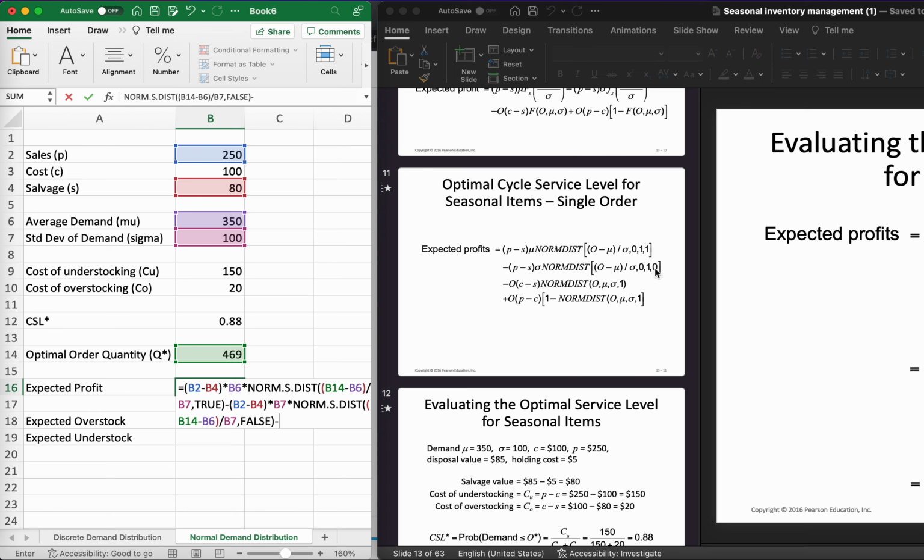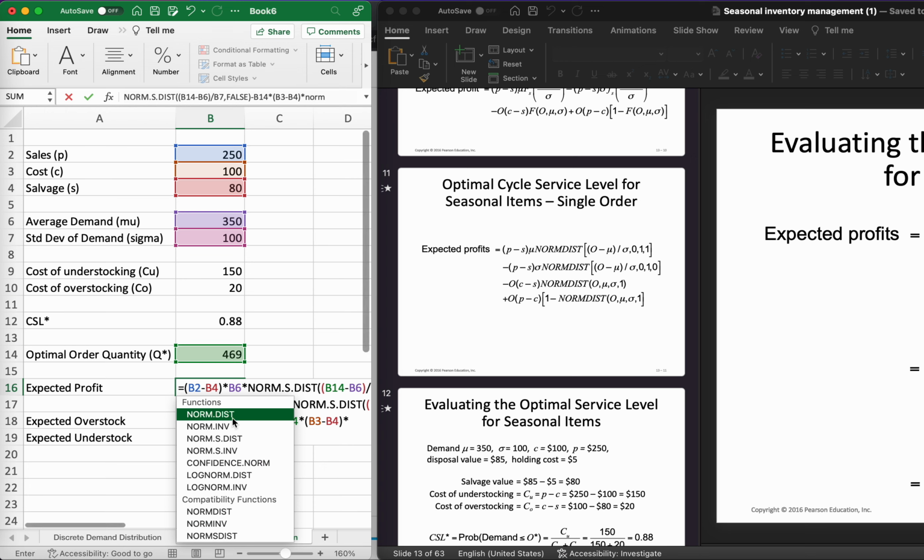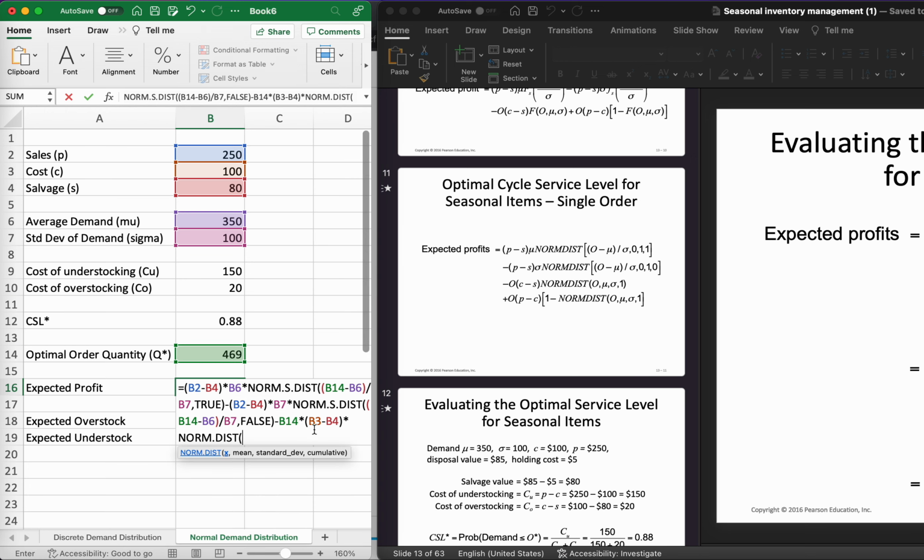Minus Q times C minus S times, this time it's a normal distribution, but with the mean and standard deviation for demand. So we'll do NORM.DIST only, not the standard normal distribution, but any regular normal distribution with a mean of 469 and a standard deviation of 100. So mean is mu, standard deviation is sigma, comma 1, which means that it is a cumulative distribution function.